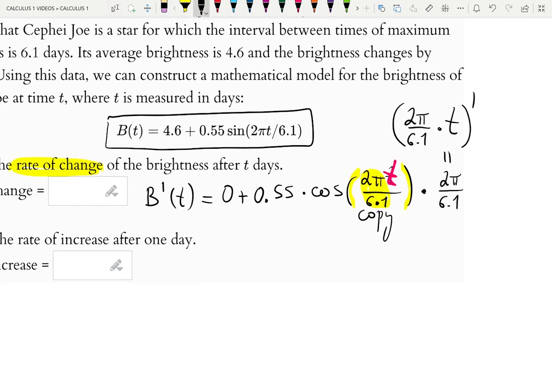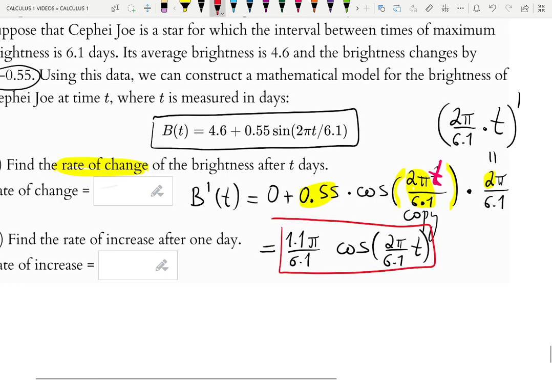If you need to simplify the result, it's going to be 0.55 cosine of 2 pi over 6.1 t. Well, what did I just do? I wanted to simplify 0.55 and 2 pi over 6.1. It becomes 1.1 pi over 6.1. That is the idea here. I just multiplied 0.55 by 2. So this is the answer for A.